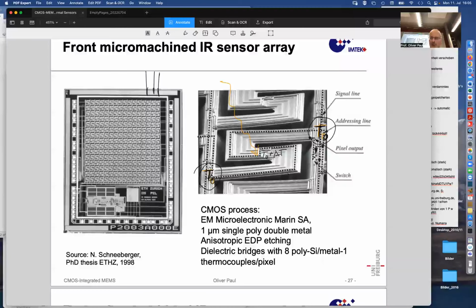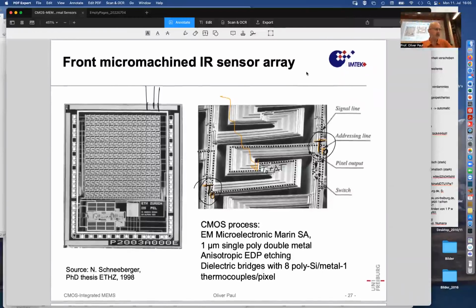Okay, so yeah, welcome to today's lecture on thermal sensors. We'll continue with this chapter, and hopefully this week we'll finish.